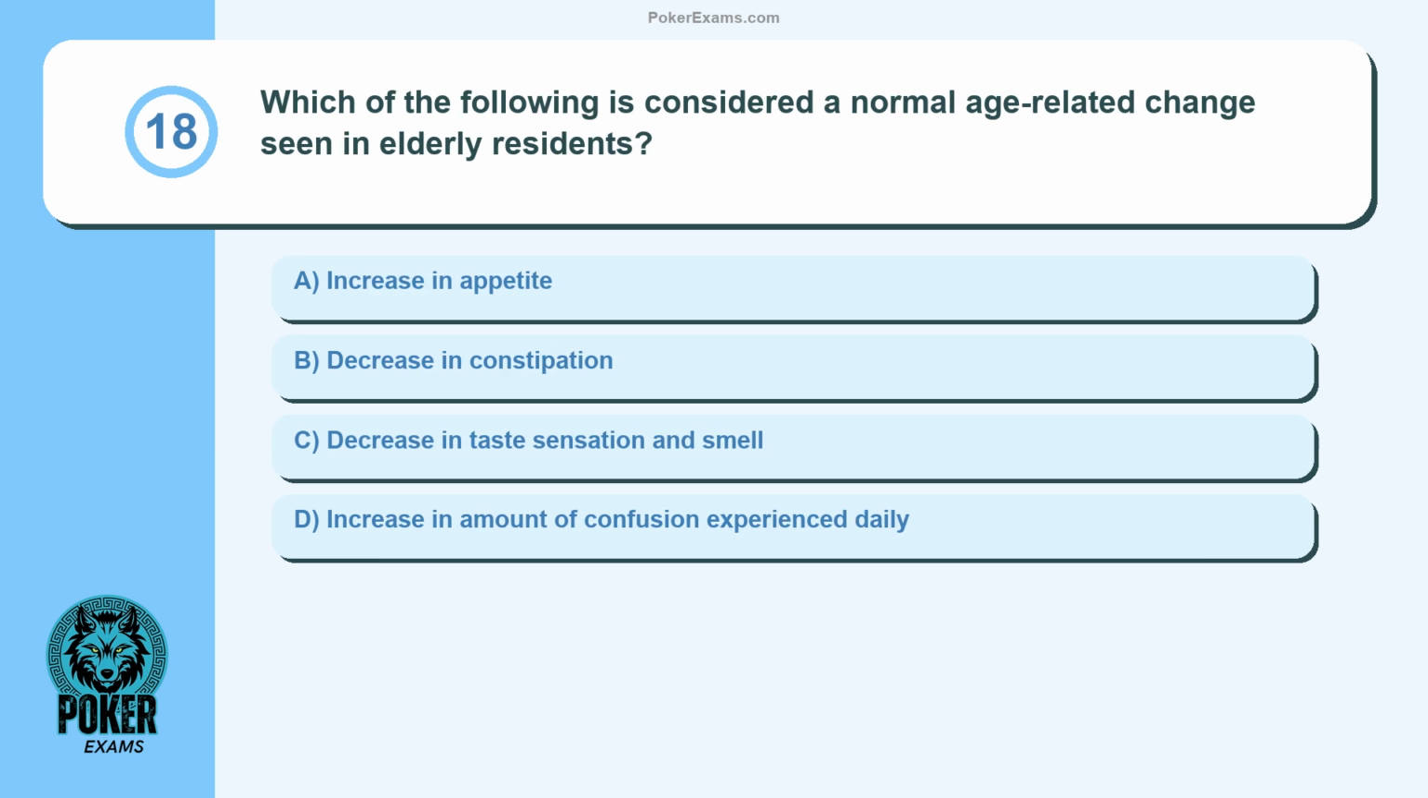Question 18. Which of the following is considered a normal age-related change seen in elderly residents? Increase in appetite. Decrease in constipation. Decrease in taste, sensation and smell. Increase in amount of confusion experienced daily.